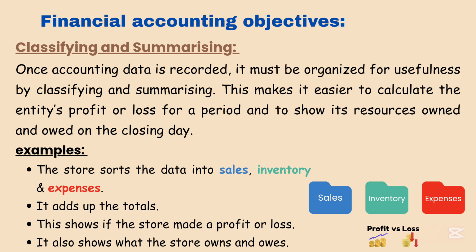For example, a store sorts its data into categories like sales, inventory, and expenses. Then it adds up the totals. This helps determine whether the store made a profit or a loss and shows what it owns and owes at the end of the period. By organizing financial data, businesses can make better decisions and stay on top of their finances.